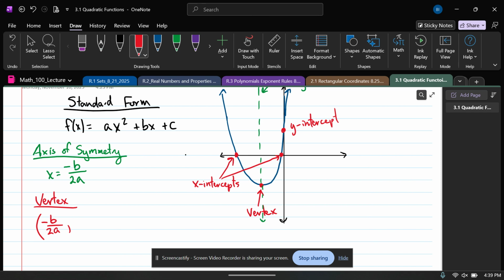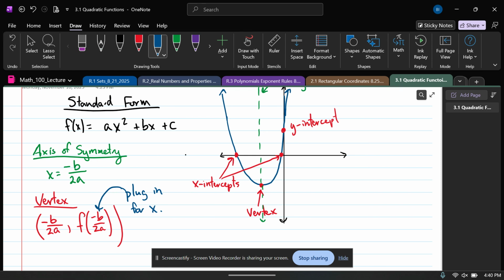Now, to get the y value of the vertex, you're going to plug in negative b over 2a into the equation. So that's what this means. This is plug in for x. That's the f for the function notation. F of negative b over 2a. So you're plugging in negative b over 2a in the place of x and working that out. That'll get you the y value of the vertex. Okay. We're going to do examples with numbers in there too, but we need these formulas to be able to do that.